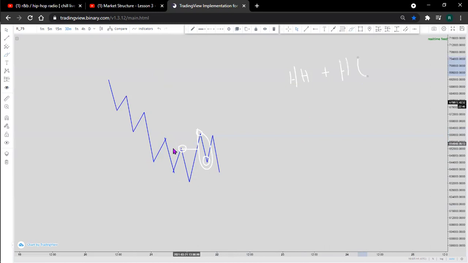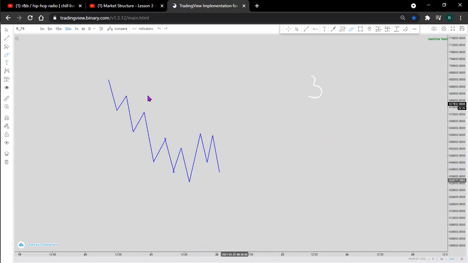Number two is being satisfied in this area here. Why? Because we had a break above a previous high. So that's number one and number two being satisfied in this area. What do we notice about this as well? Number three, in this area here, it respected this previous low.